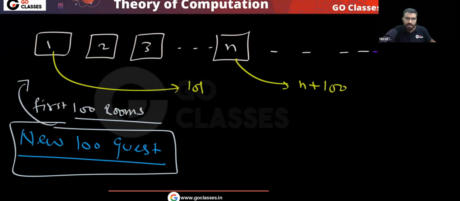Okay. Is this clear? Tell me one more thing. If you do like this, 1 is going to 101, 2 is going to 102, n is going to n plus 100. If you do like this, is there any person who will be thrown out? No person will be thrown out. Yes or no? Every person will go to plus 100.